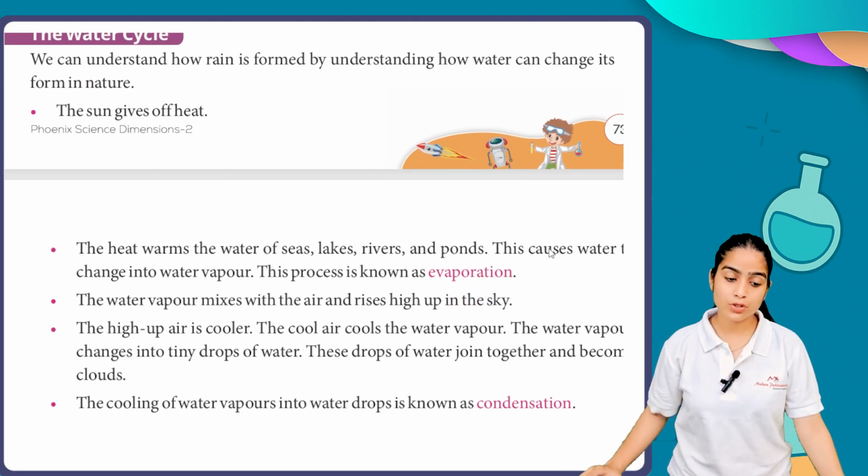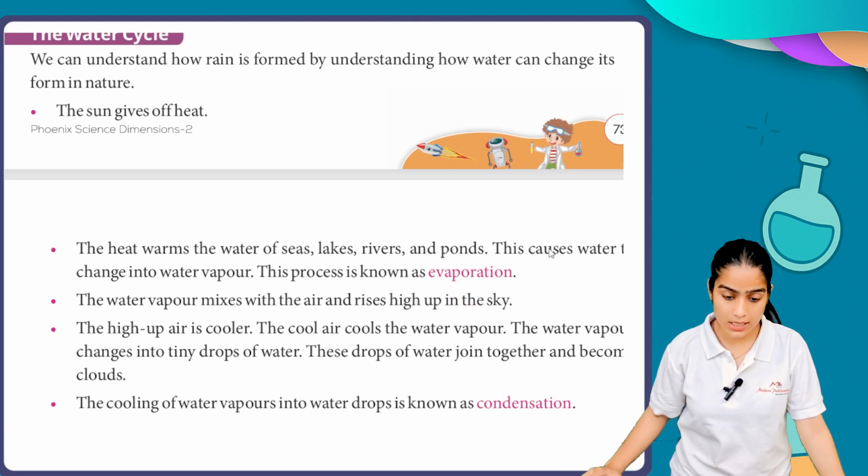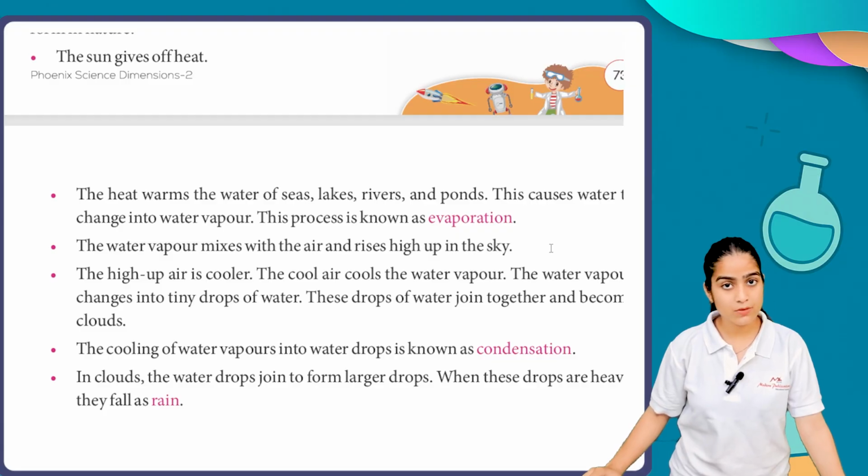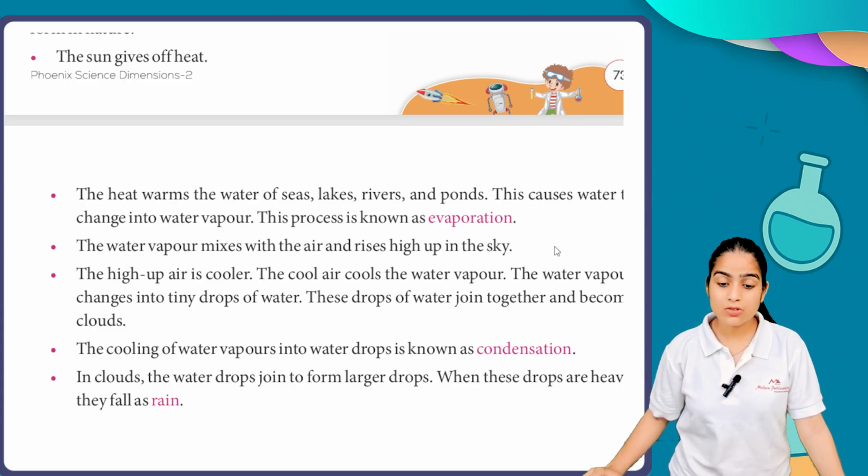After evaporation, the water vapor mixes with the air and rises up in the sky. So by evaporation, water vapor mixes with the air and goes high up in the sky. The high up air is cooler. The cooler air cools the water vapor. The water vapor changes into tiny drops of water. These drops of water join together and become clouds.